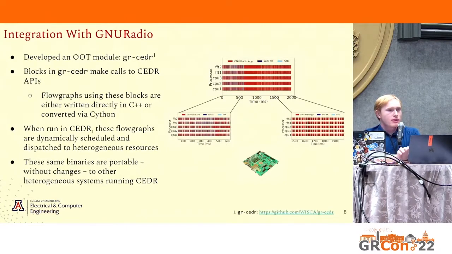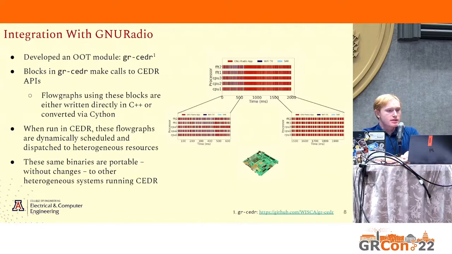So with all of that background of this runtime out of the way, what did we do in this talk? The main goal of this presentation was to take some of these capabilities we've been building and see if we can leverage GNURadio applications and schedule them across heterogeneous platforms in the same way. So to do that, we built, with the help of Jacob, an out-of-tree module that we call GRCder, hosted at the link down here. And the rough implementation approach is that blocks in GRCder make calls to CEDR APIs.